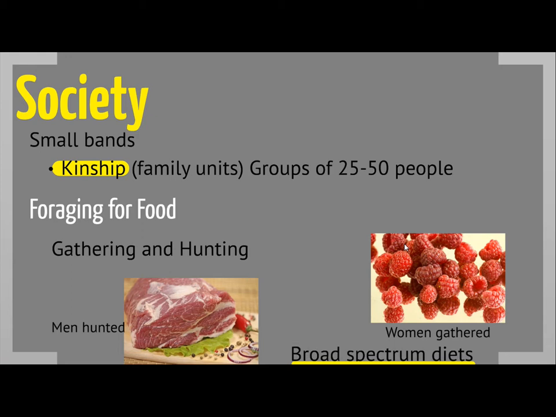So key points to pick out from here. Their society was built up of kinship groups. If you don't know what kinship means, please write down the definition, family units. They hunted and gathered for their food. Women gathered, men hunted, and they had a broad spectrum diet, meaning they had multiple foods that they ate as a part of their diet.